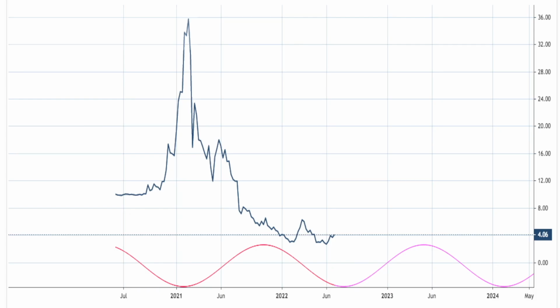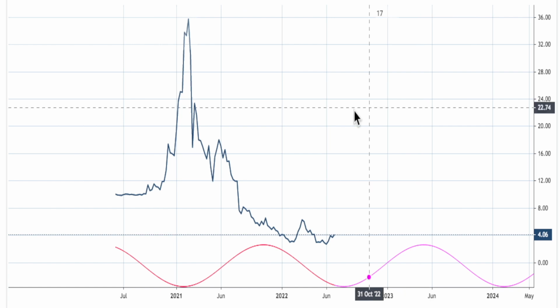Hey guys, today is July the 7th of 2022, and I want to go over AppHarvest (APPH) using cycle and Deligan price and time technical analysis. Without any further delay, let's get into the chart.